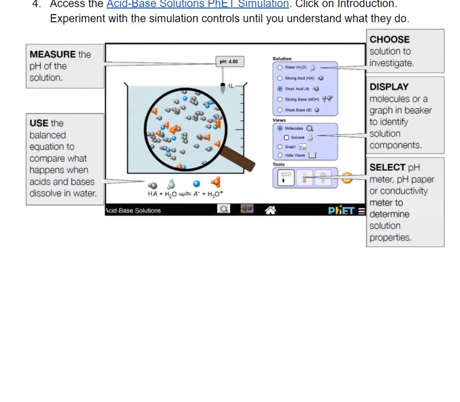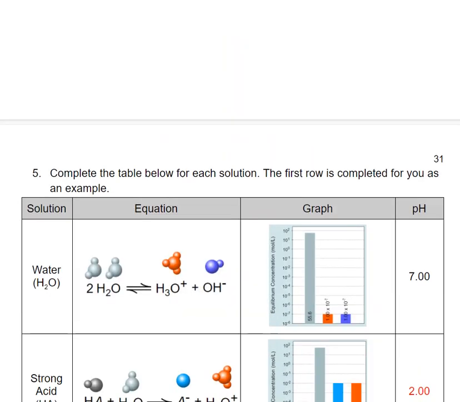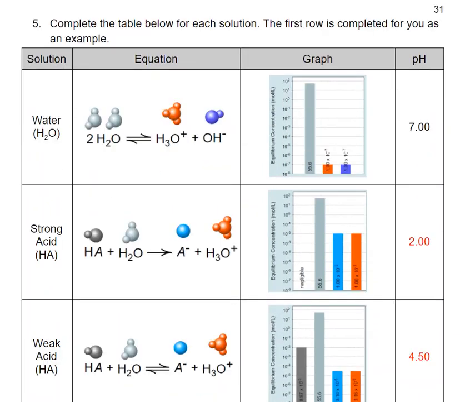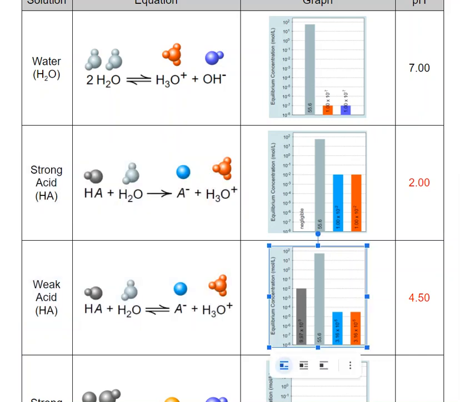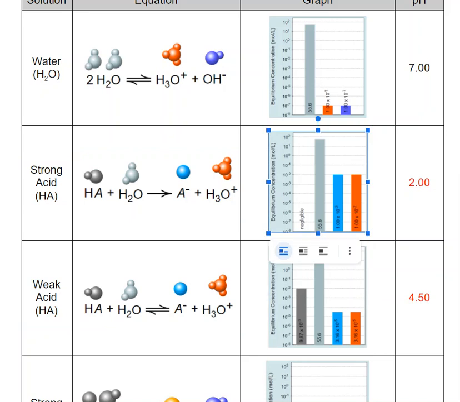You're going to experiment some with the PhET simulation, and for some results here, we're going to get some equations and some graphs. Whenever we look at the strong and weak acid, notice that one of them has an equilibrium arrow. For the weak acid, we have some of the undissociated HA present in the mixture, whereas for my strong acid, all of that HA breaks apart.